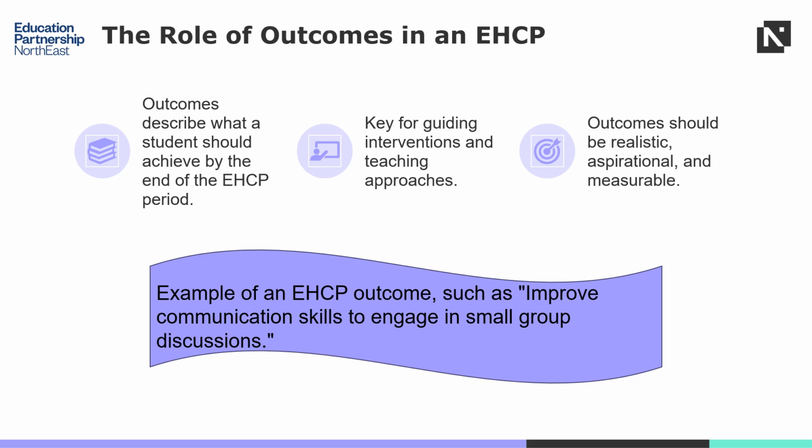So in terms of target setting, we're going to focus specifically on section E of the EHCP, and this is where you will find the outcomes. So the outcomes describe what a student should achieve by the end of the EHCP period. Now it's really important to remember that during an academic year, what you will want to do is try and evidence progress towards that outcome.